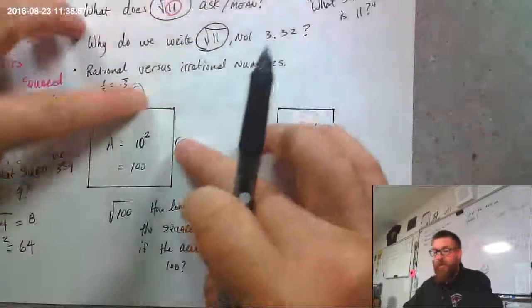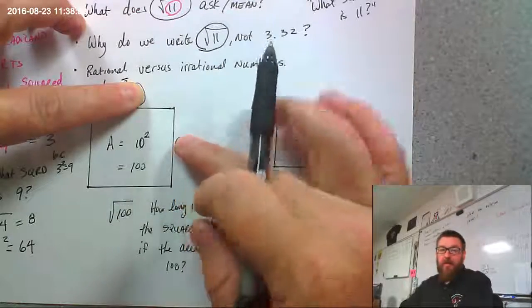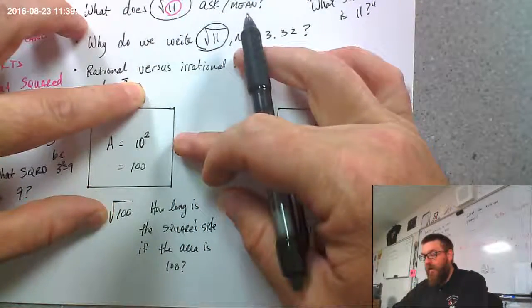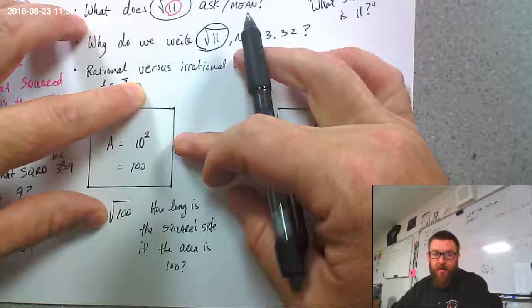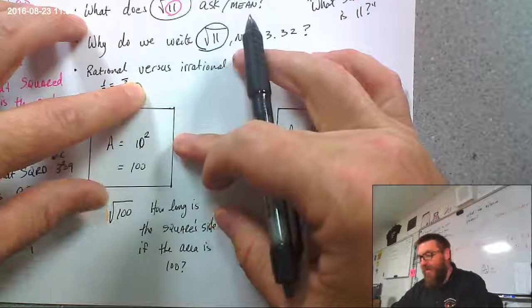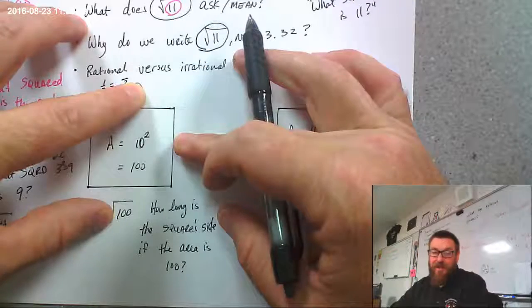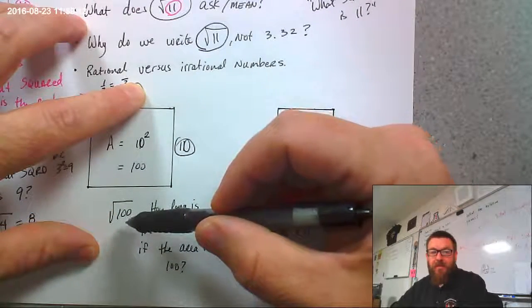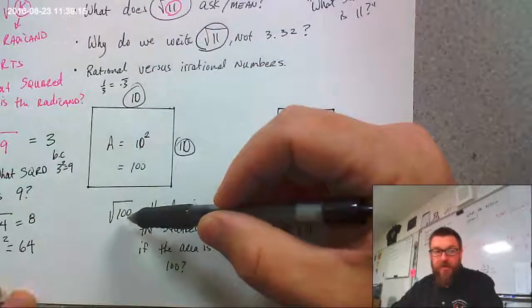I don't know how long the sides are, but I know the area is 100. So how long would each side be? That's what this is asking. If I had a square and I knew the area was 100, this right here is asking how long is each side. So in other words, what number times itself is 100?